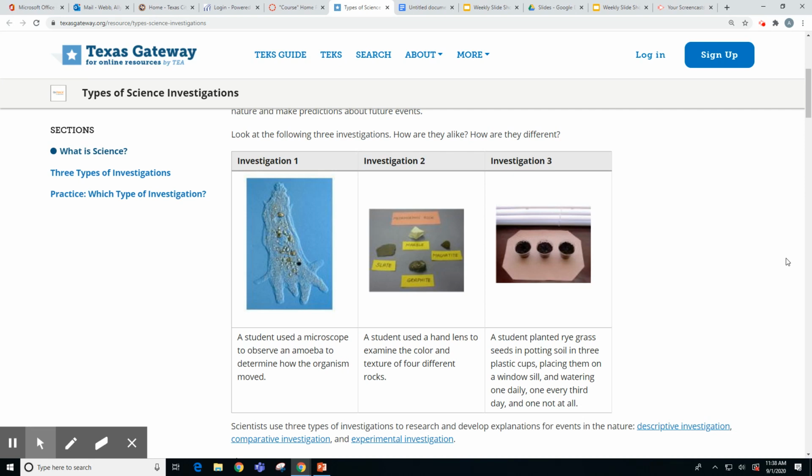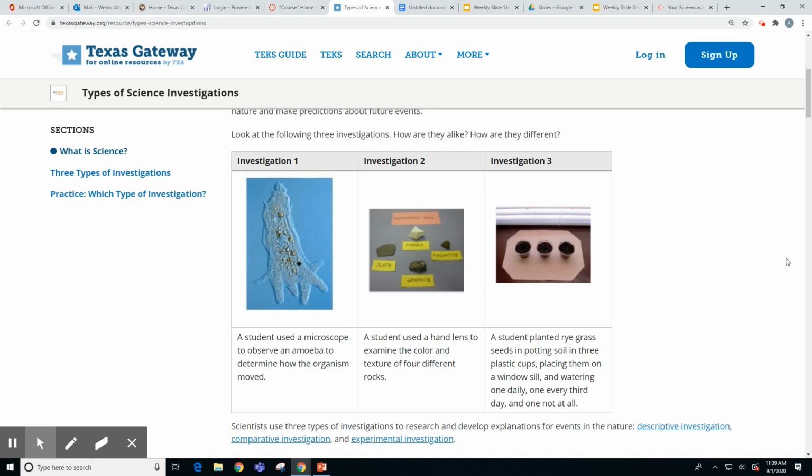Investigation number 2. A student uses a hand lens to examine the color and texture of 4 different rocks. What type of investigation do you think this one is? So this is actually a comparative investigation. It's not an experimental because nothing changes. We're just looking at the different types of rocks, comparing and contrasting them all by just examining the color and the texture between them. So anytime you're comparing something, it is a comparative investigation.